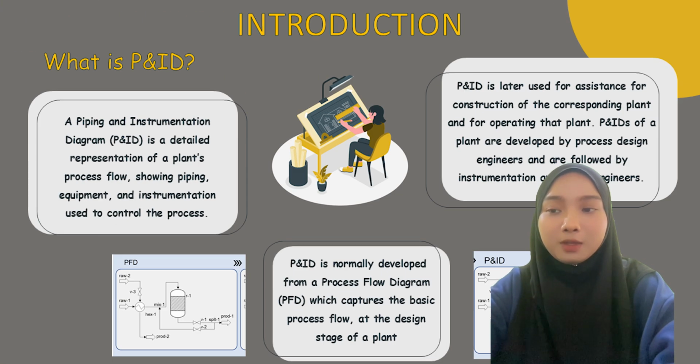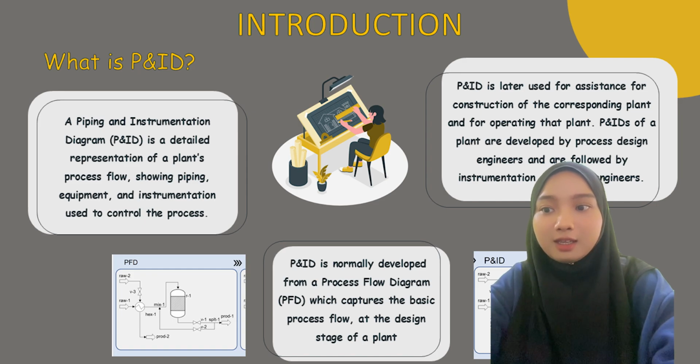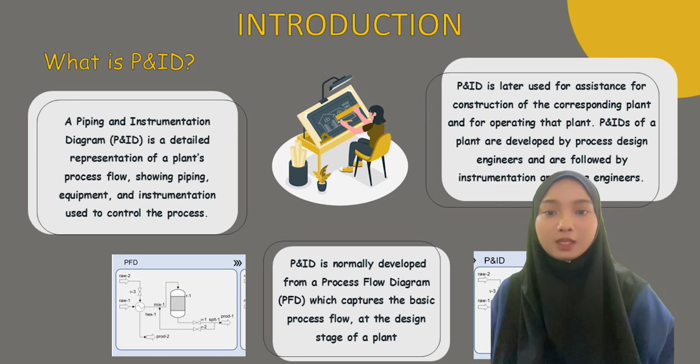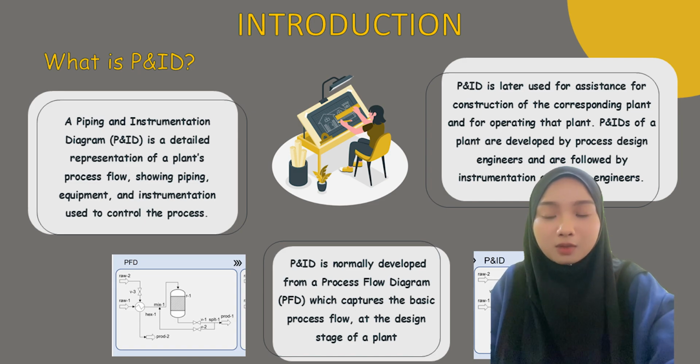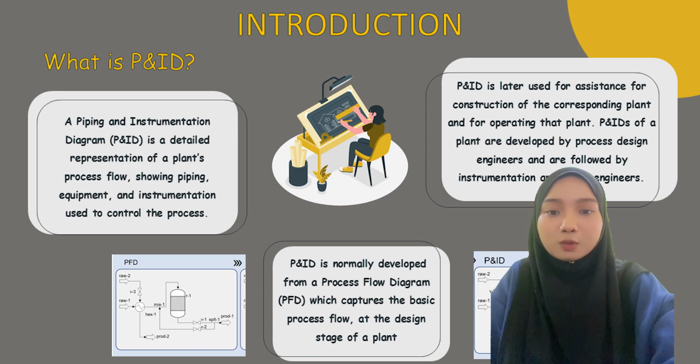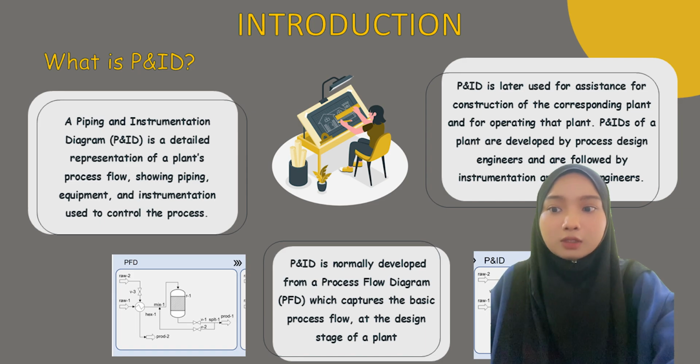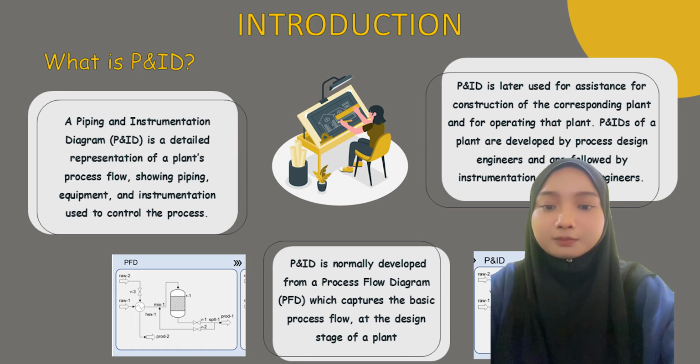What is a piping and instrumentation diagram, or what is a PNID? In simple terms, a PNID is a detailed graphical representation of the plant's process flow. It includes not just the piping but also the equipment and instruments used to monitor and control the process.